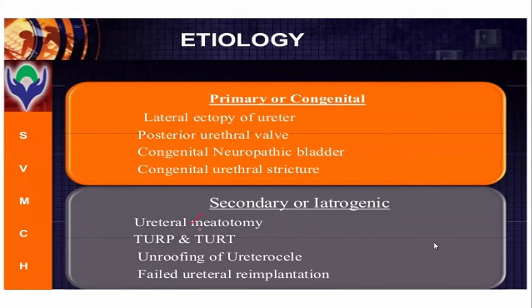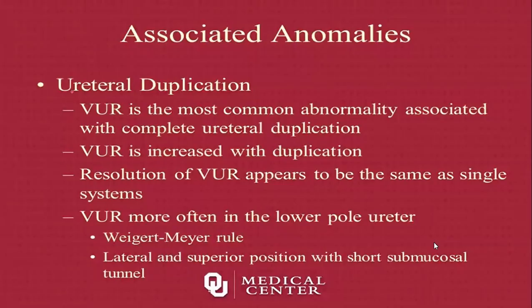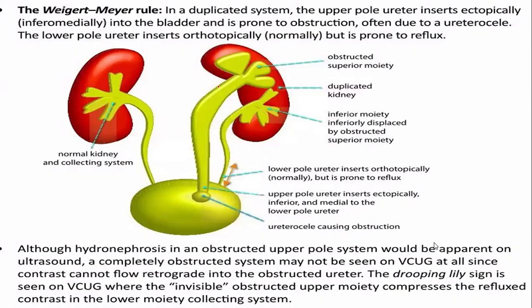Ureteral myotomy, unroofing of ureterocele, failed ureteral reimplantation: that's a secondary cause because it is secondary to surgical manipulation. But for the primary or congenital causes, there are lateral ectopy, posterior urethral valve, congenital neuropathic bladder, and congenital urethral stricture. There is still an important one, ureteral duplication. You know what ureteral duplication is?